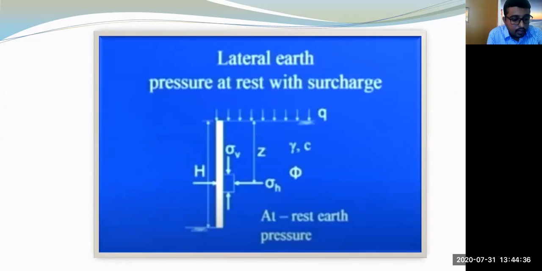Now we took a very simple case to make you understand what exactly we mean by lateral earth pressure at rest. Many times it may happen that the backfill soil is subjected to some surcharge. It may be due to the existence of some structure, or some residential building, or some different load. So here I discuss a case of lateral earth pressure with the presence of some surcharge load.